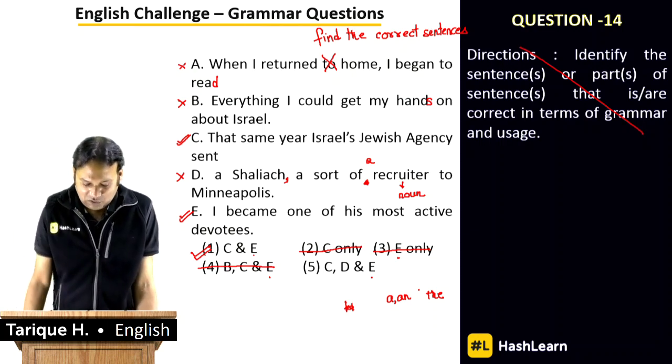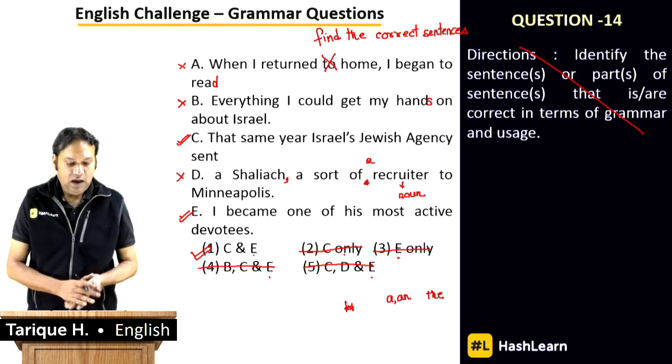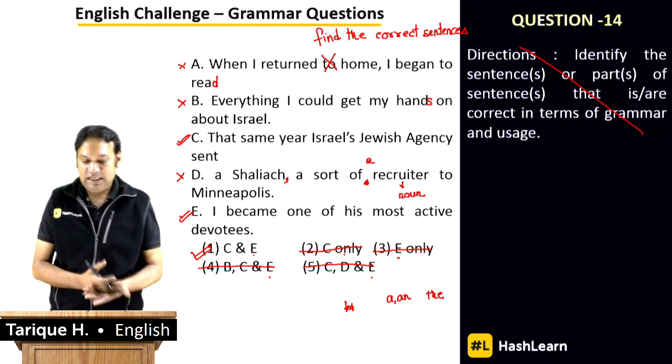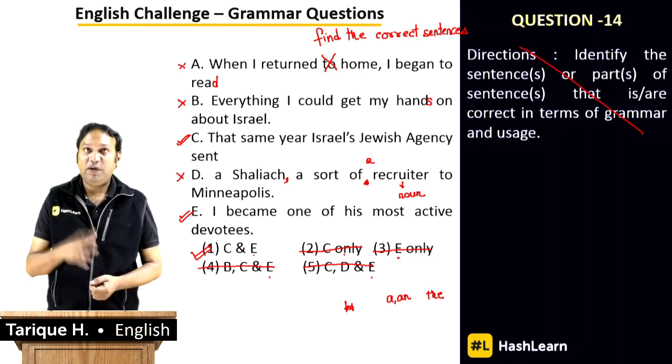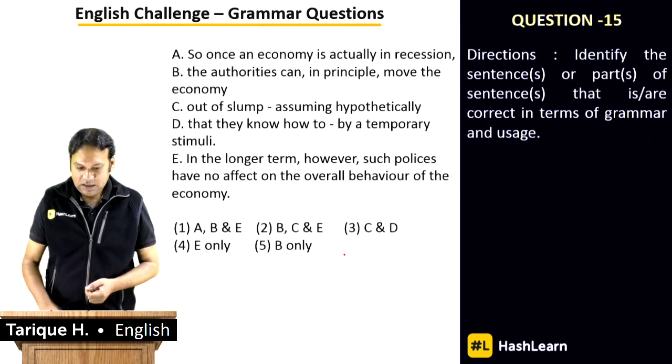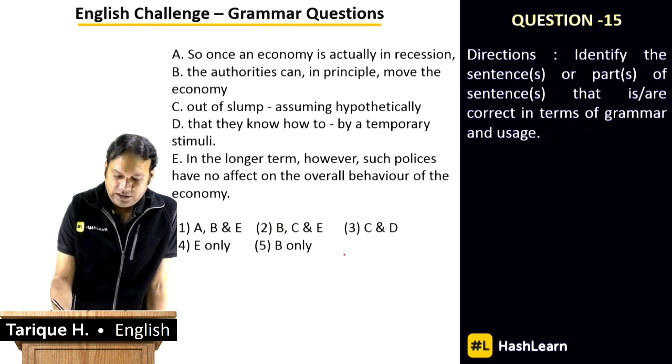So D is wrong, which is why answer option 5 is out, and we are left with answer option 1, that is C and E. C is right and E is right. That's your question number 14. So this is done. Students, I'm now moving to question 15. Let's look at question 15. Again, you have to find the correct sentences.